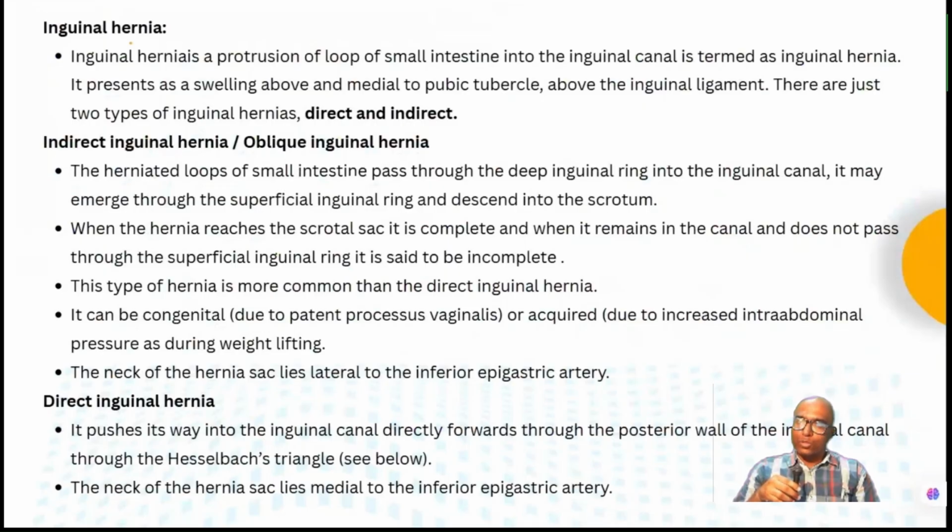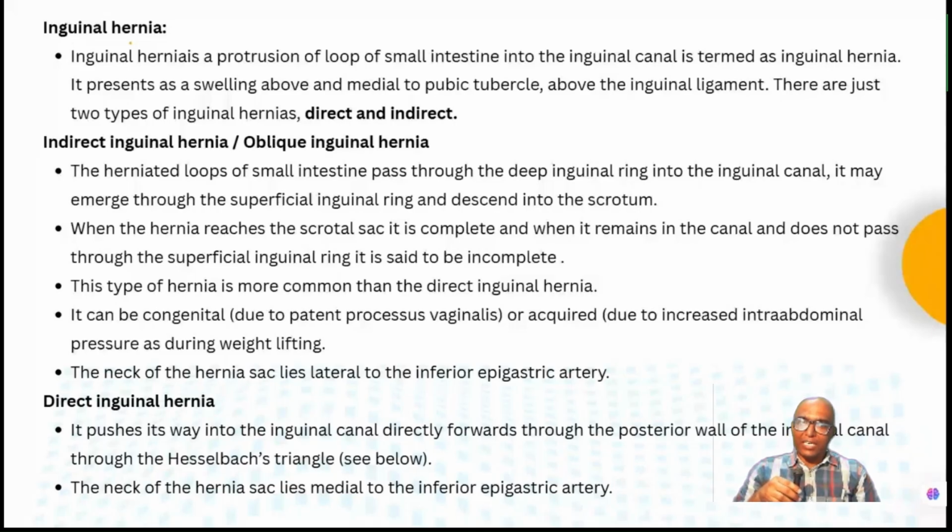Okay. So indirect inguinal hernia, also called oblique inguinal hernia: the herniated loop of the small intestine will pass through the deep inguinal ring into the inguinal canal. It may emerge through the superficial inguinal ring and descend into the scrotum. When the hernia reaches the scrotal sac, it is complete, and when it remains in the canal and does not pass through the superficial inguinal ring, it is said to be incomplete. Okay. This type of hernia is more common than the direct inguinal hernia.